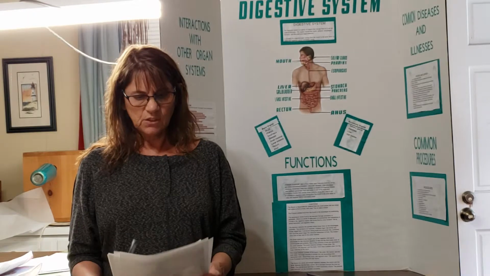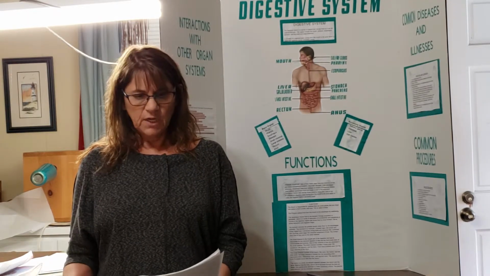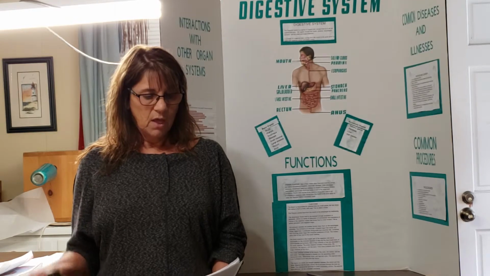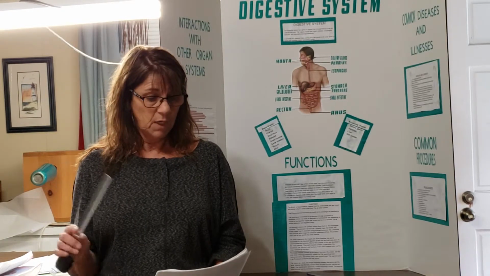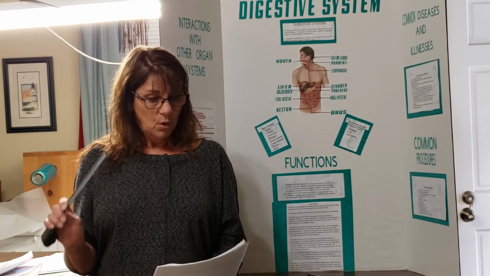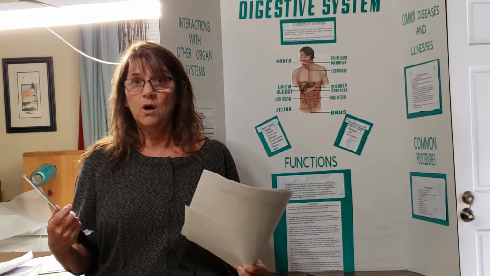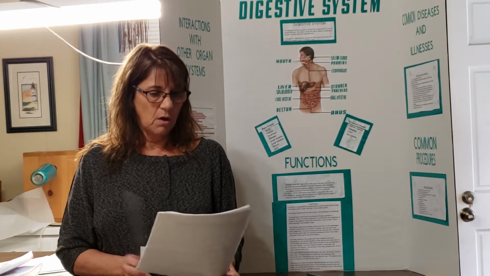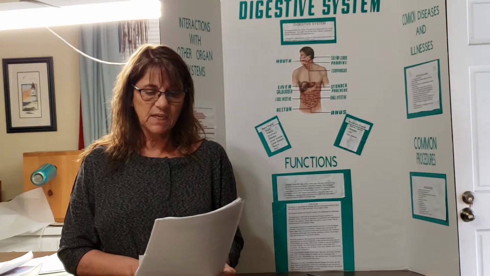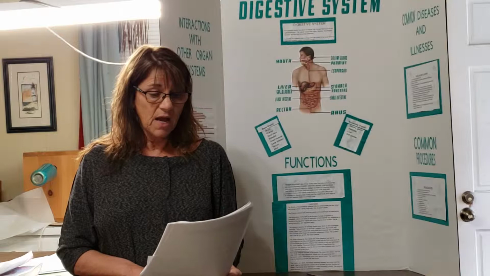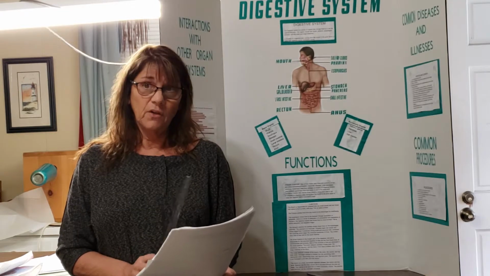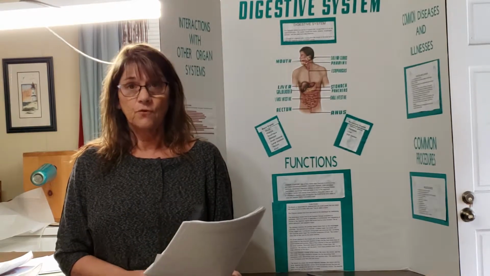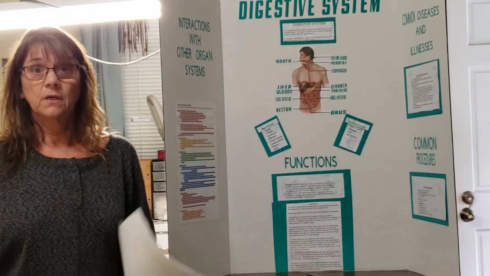Now we have the accessory organs, which are the salivary glands, the pancreas, the liver, and the gallbladder. The salivary glands make the saliva that mixes in your mouth with your food to make the bolus. The liver produces bile, which gets rid of poisons. It filters everything. The pancreas produces enzymes that digest the fats, the proteins, and the carbohydrates. The pancreas also neutralizes acids produced by the stomach. Then the gallbladder concentrates and stores the bile from the liver.